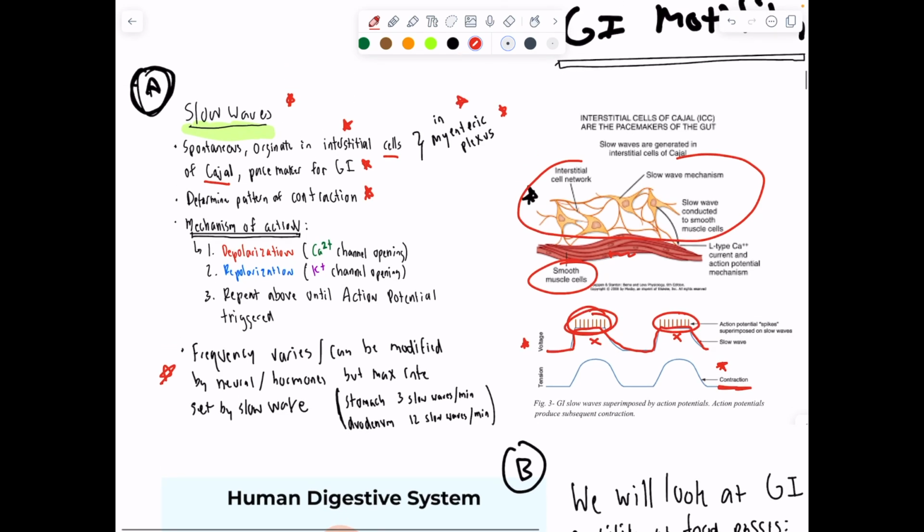All right, but these cells of Cajal, interstitial cells, these pacemaker cells in the myenteric plexus, they're going to have calcium channels open in them to cause depolarization, and then have repolarization by opening up potassium channels, and then they repeat this. They cause these channels to open on the smooth muscle cells until action potentials are triggered.